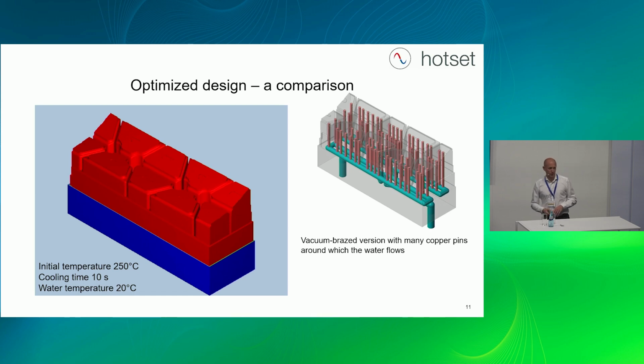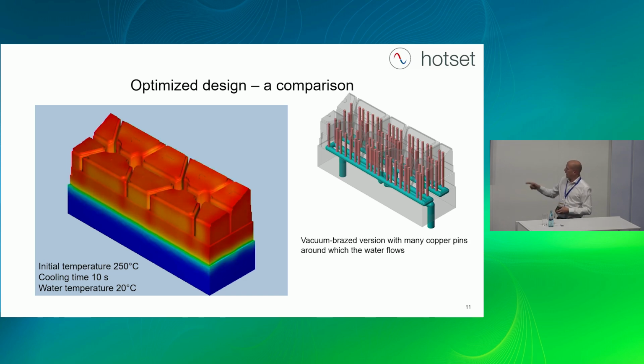Now we have another solution: vacuum-brazed inserts. Here we took the solution of using copper inside for better heat conduction and better heat transfer. But what happens if we have the circulation of the water far away from the cavity, but we're using copper? Now the simulation starts, and we see directly there is no cool spot generated by bad circulation close to the cavity.